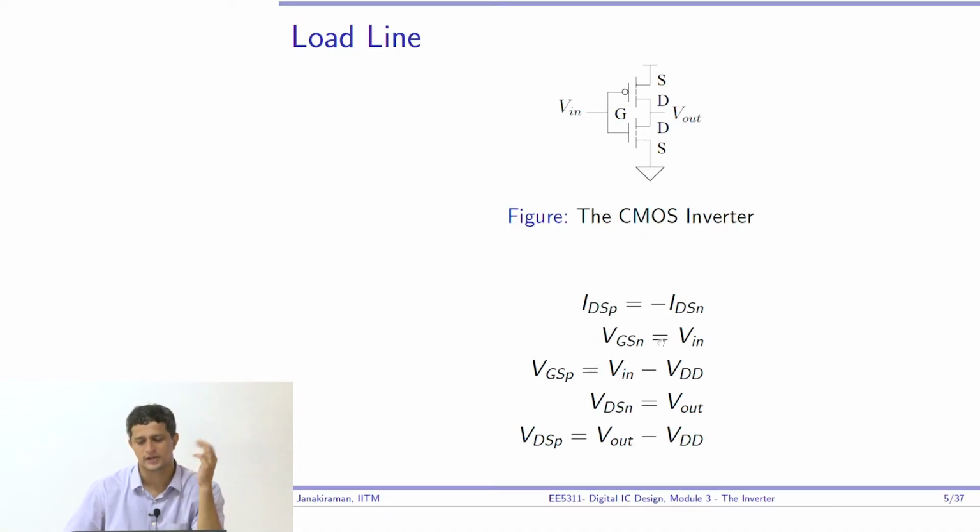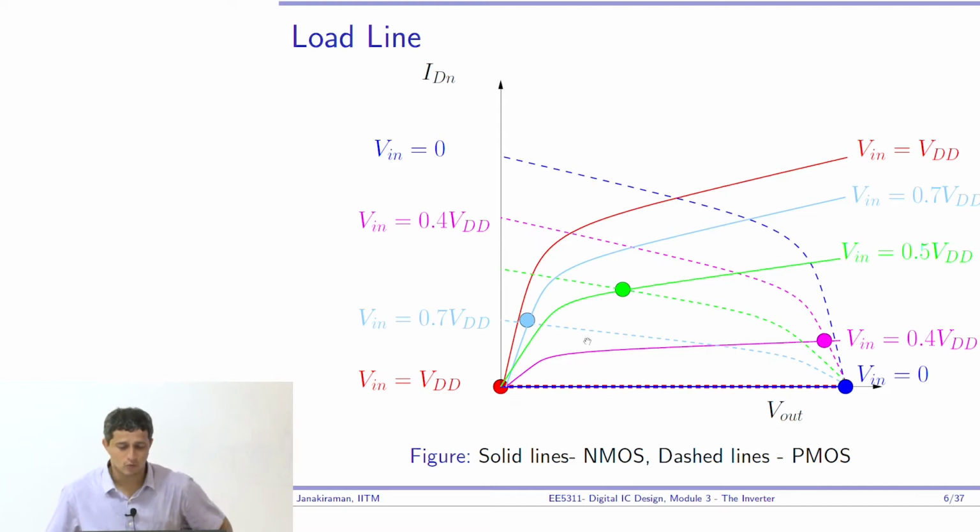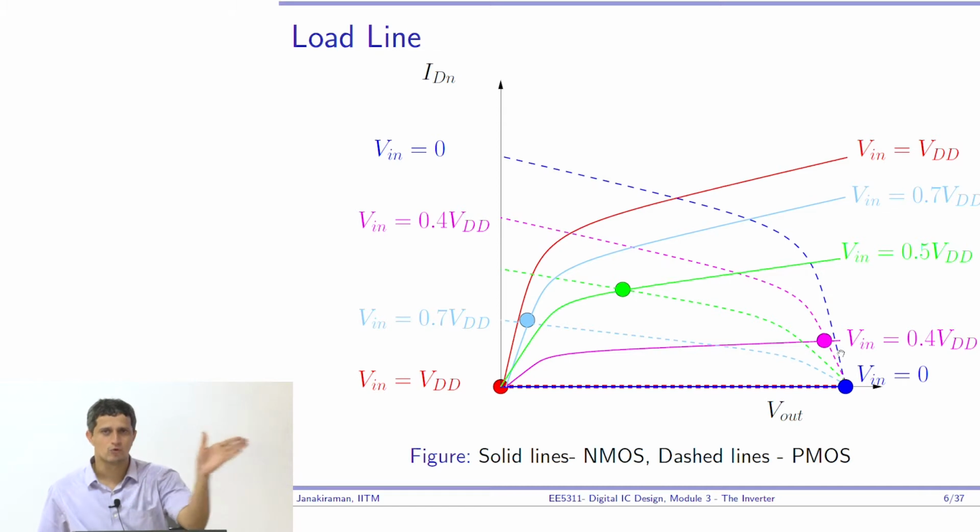Then of course the conditions VGSN equal to V in, VGSP is V in minus VDD, and so on have to be applied in order to find out various things. So the conclusion was this, that you take for V in equal to 0, the NMOS current is essentially 0 along the x-axis. PMOS current, after mirroring about the x-axis and moving to the right, you will get a curve like this, which is the dotted blue line.